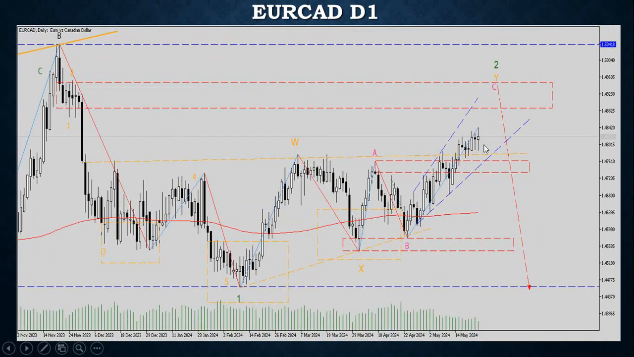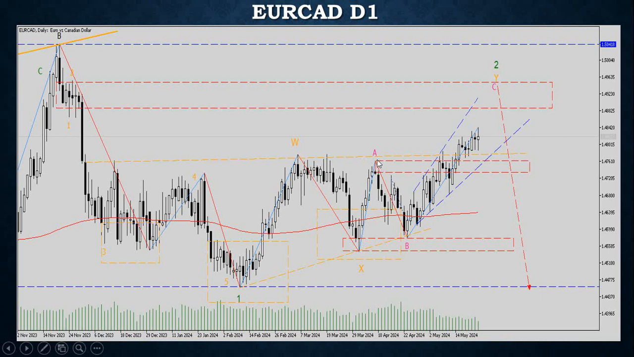So for me, it seems like this wave 2 here is going to be completed as another double zigzag pattern. The reason behind that is because we have wave W completed as A, B, C, and then we have wave X completed as a sharp zigzag pattern, because we have wave A, then wave B, then wave C. In terms of wave Y, for me, the price has already started to form wave Y. So we already have wave A under this formation of wave Y, and then we also have wave B.